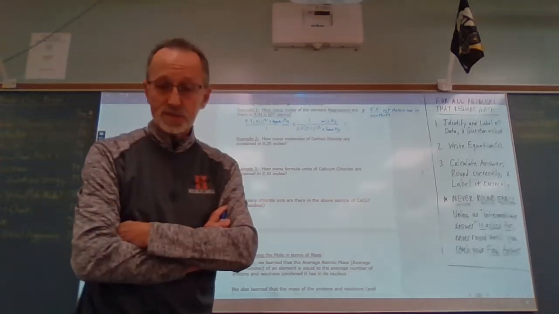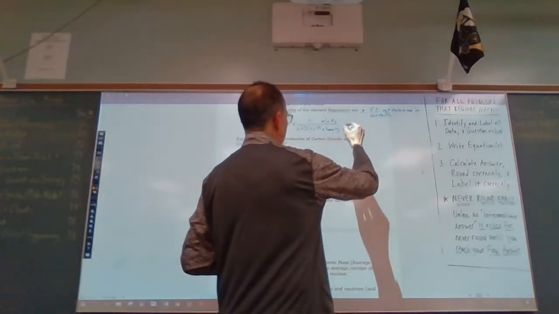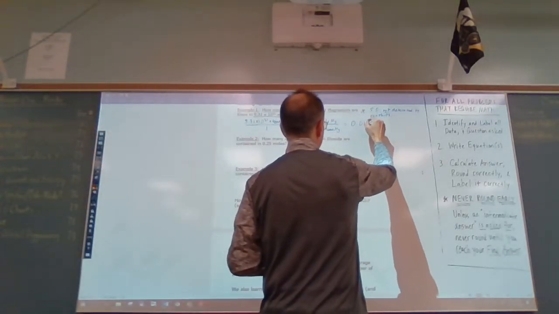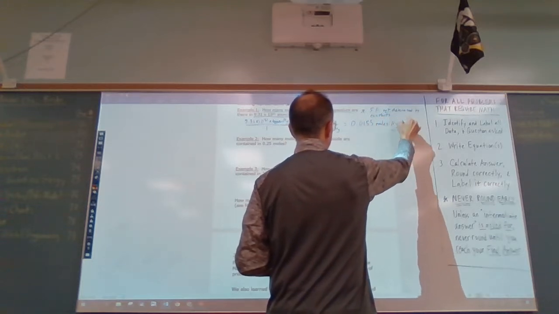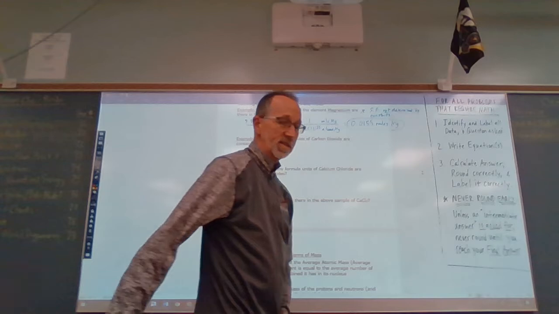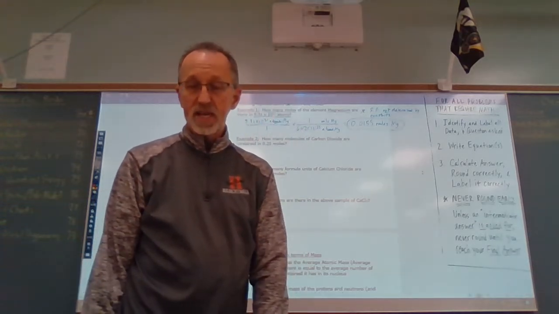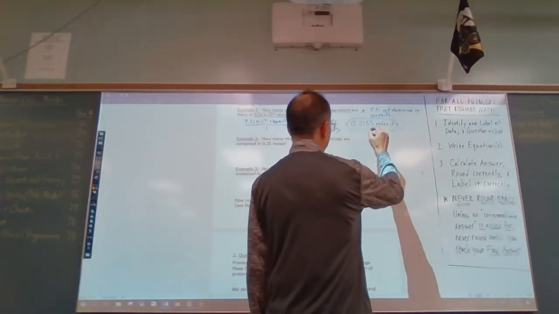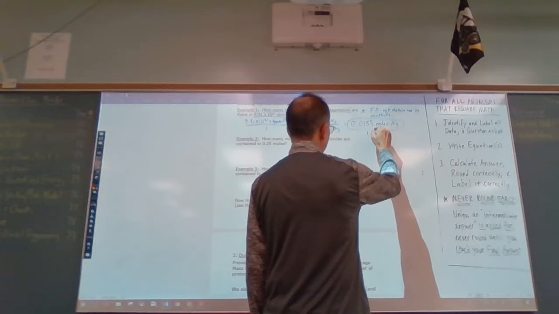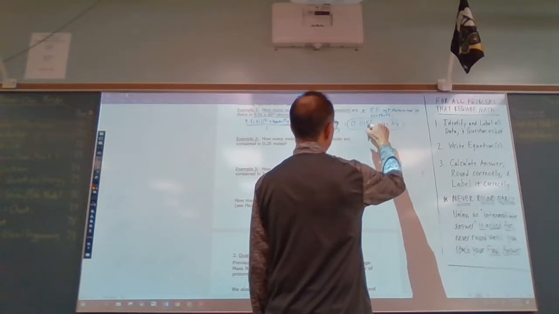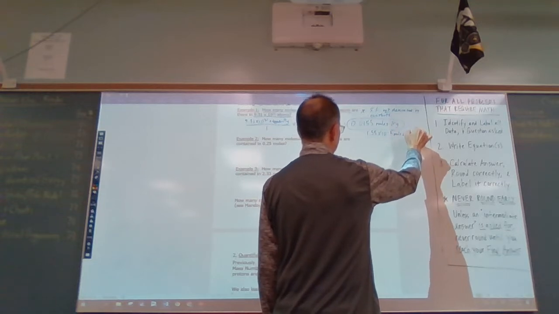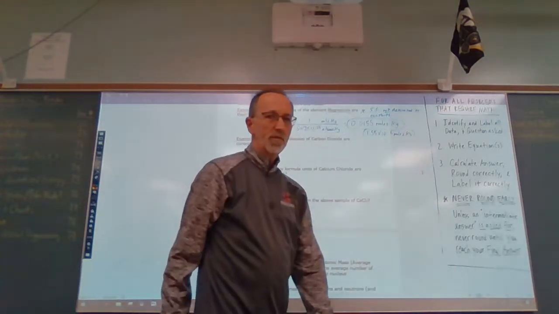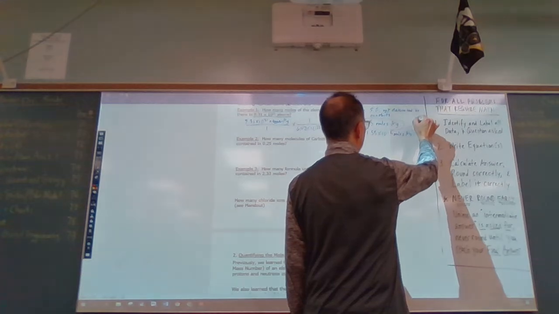So when we divide those two numbers, we get 0.0155 moles of magnesium. Again, that is expressed to 3 sig figs. Or if you want to put it in scientific notation, of course, it'd be 1.55 times 10 to the negative 2 moles of magnesium. Either way, 3 sig figs it is.